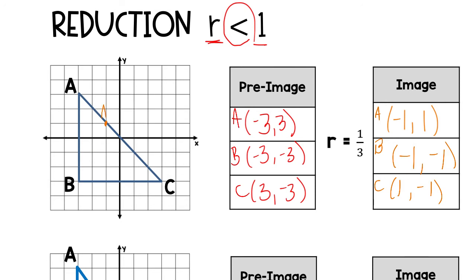And we're going to call that A prime, with a 1 in the exponent position. B is at -1, -1, and that's B prime with a 1 in the exponent position. The new C is at 1, -1, and that's C prime. We connect these points and get a triangle that is 1/3 the size of the original. All right, let's do another one.